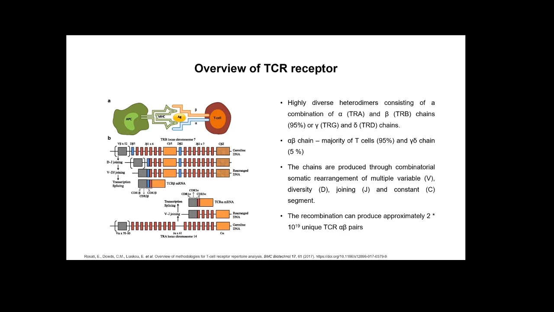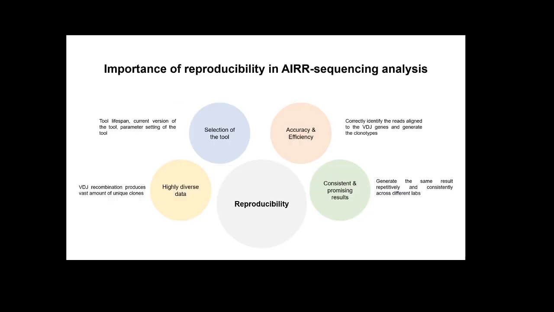So, what makes this TCR receptor unique? For each type of antigen presenting cell, this TCR receptor undergoes a unique recombination and it produces a different kind of TCR cell for that particular antigen presenting cell. Based on this recombination, there are 2 into 10 raised to 19 unique TCR receptors. This TCR receptor is very diverse and it is responsible for our adaptive immunity. So it is very important to study this AIR TCR receptor sequencing reproducibility.